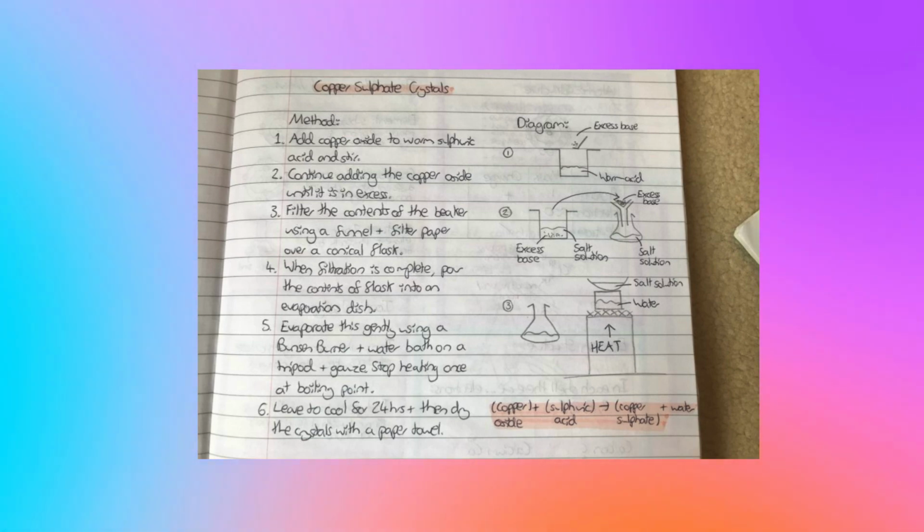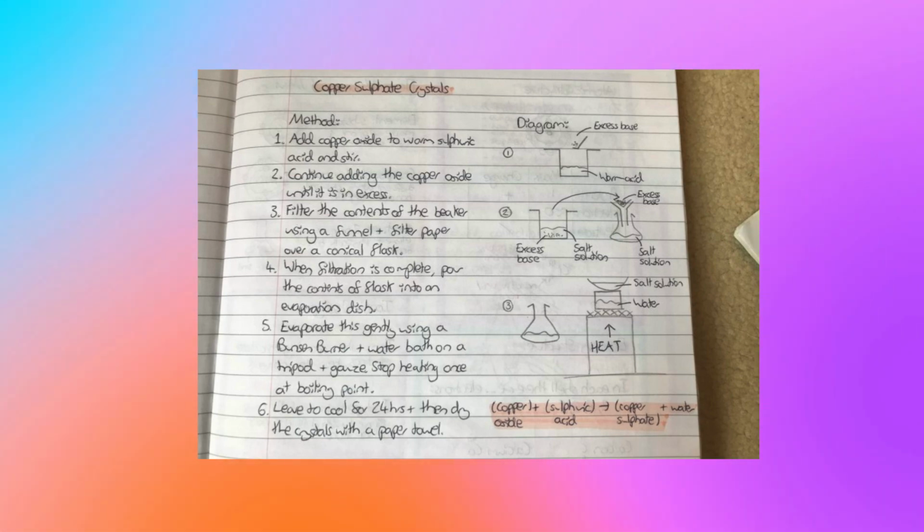So step number 1, we add copper oxide to warm sulfuric acid and stir. Continue adding the copper oxide until it is in excess. Filter the contents of the beaker using a funnel and filter paper over a conical flask. Make sure that you're including the equipment. When filtration is complete, pour the contents of the flask into an evaporation dish.